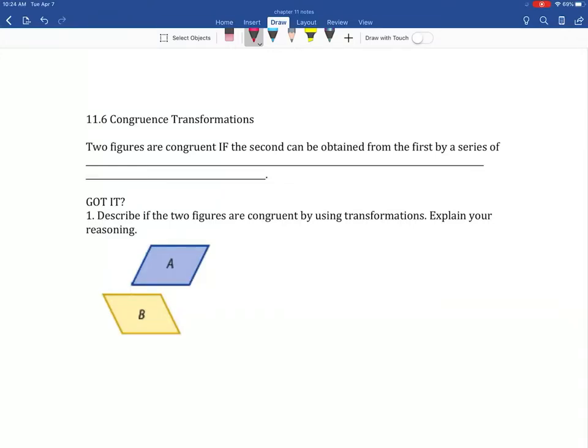Hi, welcome to 11.6 Congruence Transformations. So we've had that word over and over again in every section so far. Remember that congruence or congruent means equal. It also means it's going to keep the same shape and the same size.